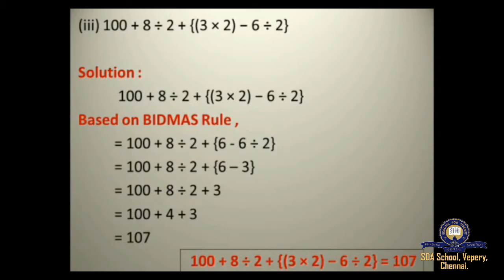Now you're going to do the division. Okay, so when you divide 8 by 2, you'll be getting 4. So when you add everything, you will be getting 107. Got it, students? Here's an example for you, students, from which you will come to know what we are going to learn next.